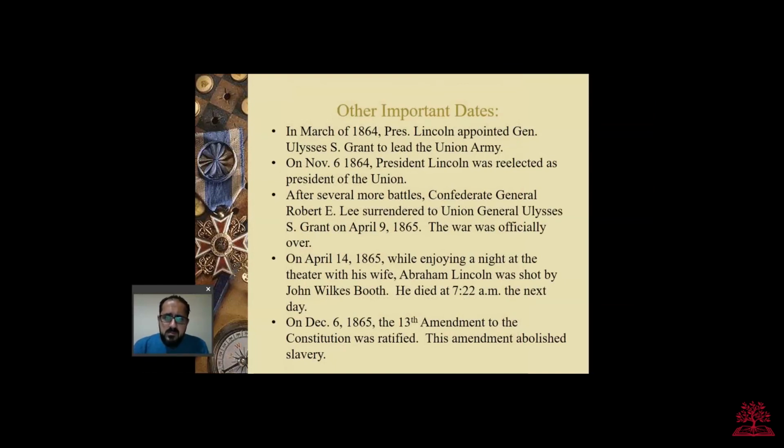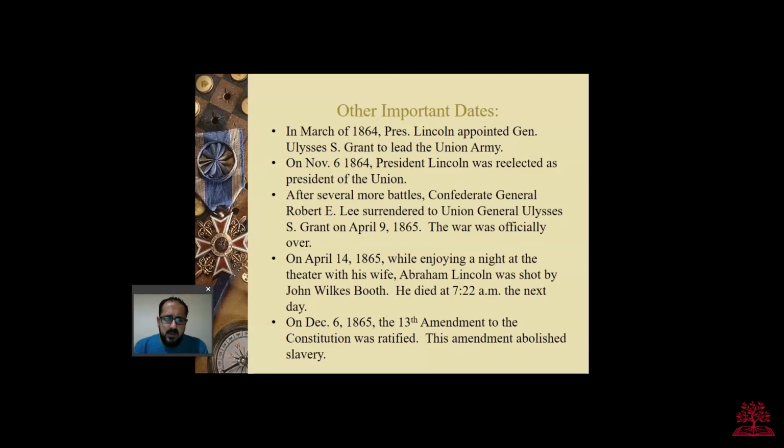We are about to end, but we have other important dates I have to mention. In March of 1864, President Lincoln appointed General Ulysses S. Grant. I'm sure that you have heard of this name or seen it somewhere. General Ulysses S. Grant was the leader of the Union Army. On November the 6th, 1864, President Lincoln was re-elected as president for the Union. So they elected him again.